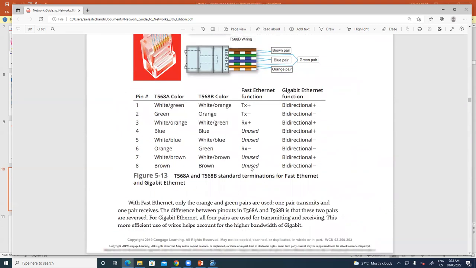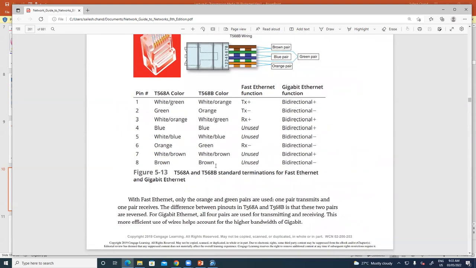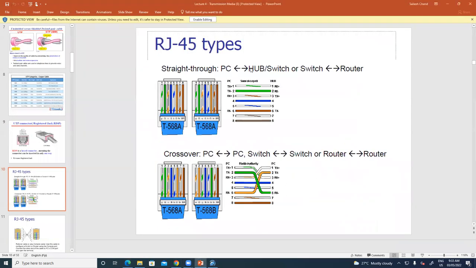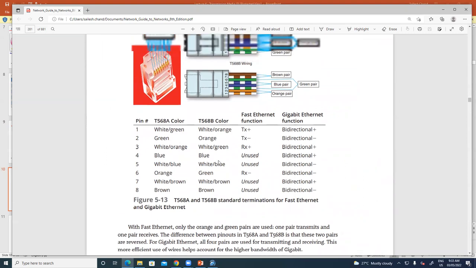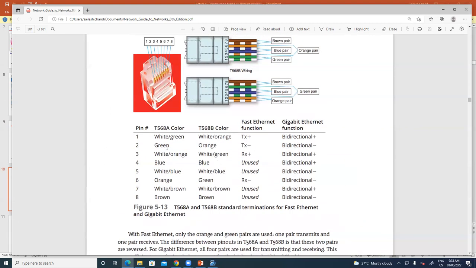Okay, just this table here, which is giving you both the standards, the same thing which is shown right here, but in a clear way. Now, if you look at the T568A standard, from left to right, those are the color coding that you are going to use, right? So white green, green, white orange, blue, and then white blue, and then orange, and then white brown, and then brown.